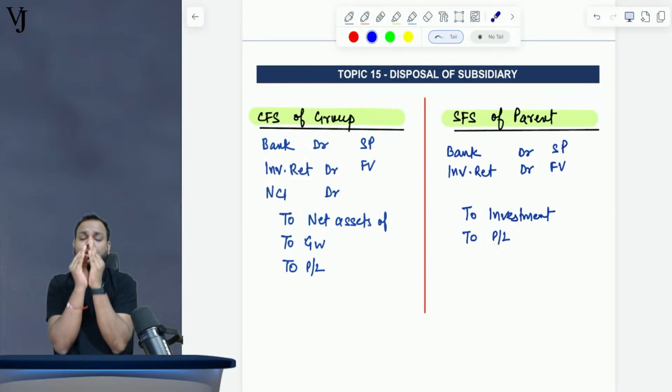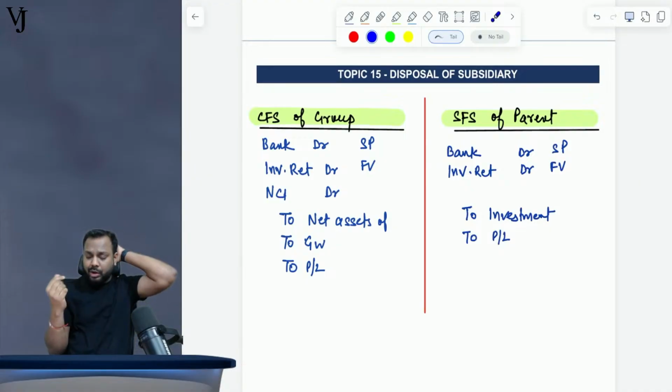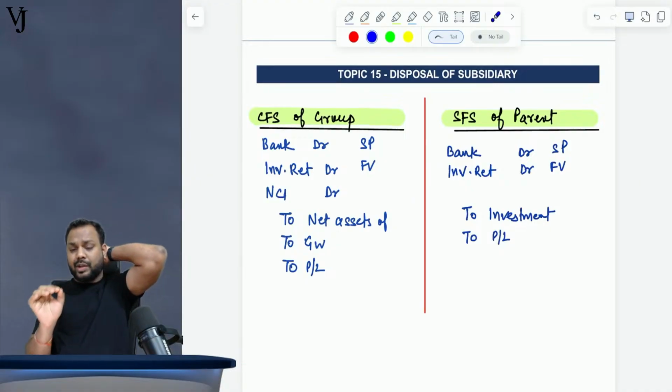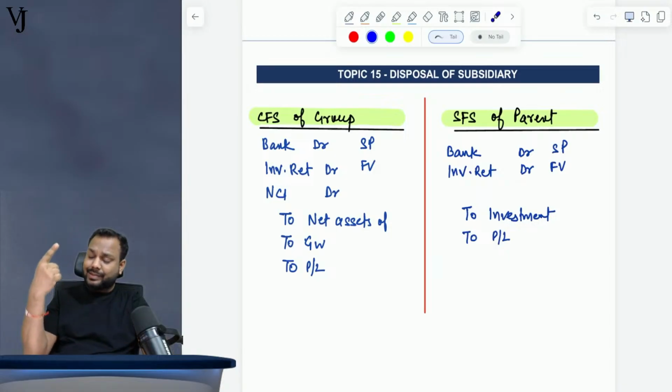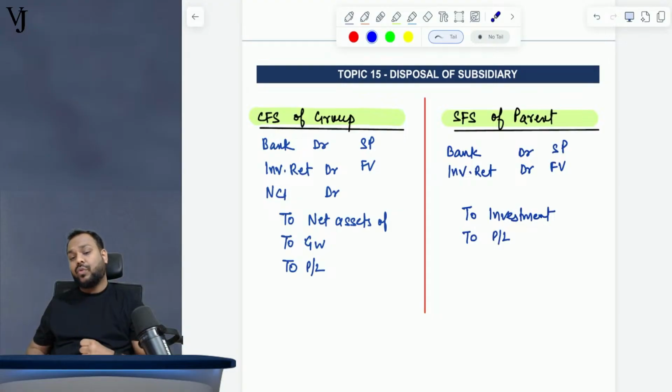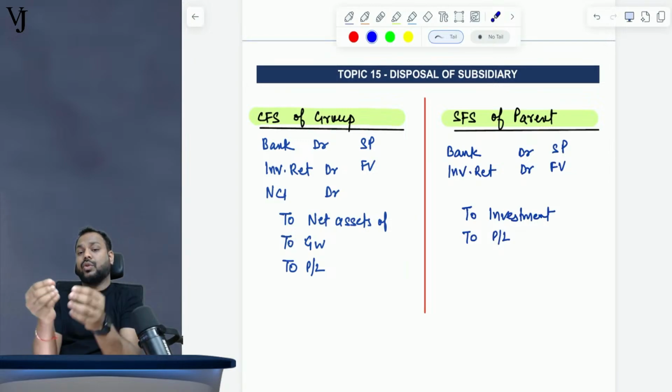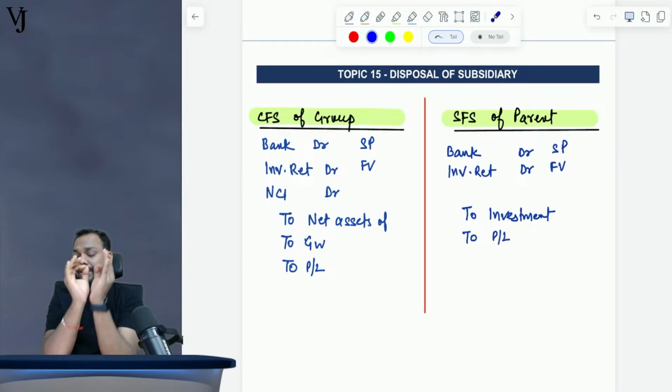Again, I'm repeating. In the consol FS, on the date of disposal, I will de-recognize what? Net assets, NCI, goodwill. I will recognize what? Sale proceeds and investments retained at fair value. The difference will go to P&L. Is it clear, everyone?